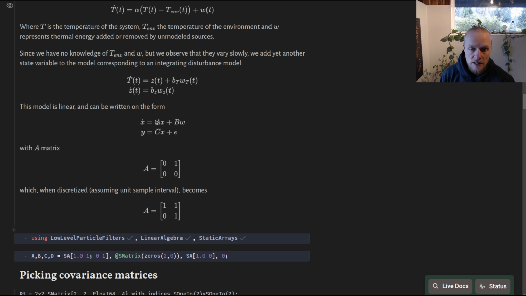In the A matrix here, we see that T does not depend on itself. It depends on Z, so we have 0 and 1. And Z does not depend on anything but the noise, so we have zeros in the second row. If we discretize this using a zero order hold assumption of the noise for simplicity, we get this A matrix here. This is the A matrix associated with a discrete time double integrator with unit sample intervals. If the sample interval had been something else, we would have some TS here. All right, so this would be the dynamics matrix we used in our model.